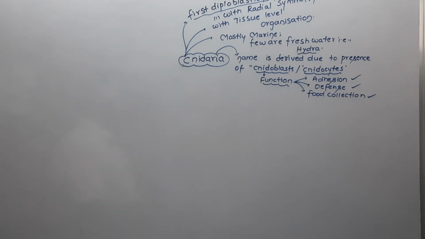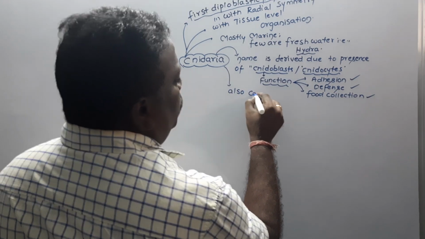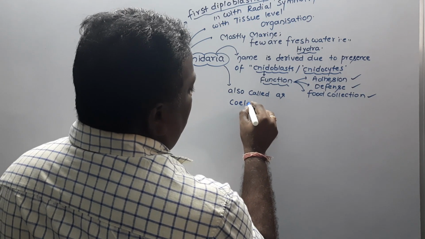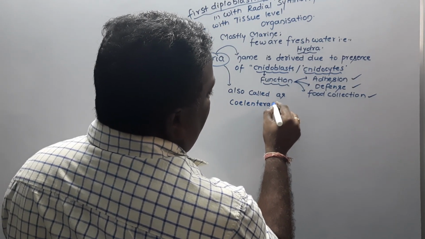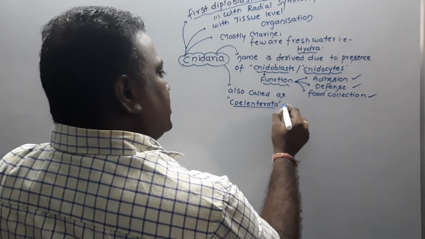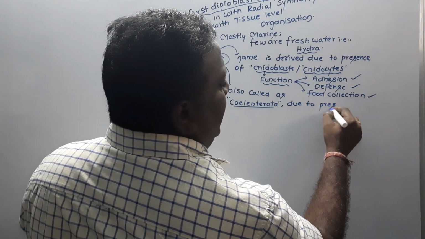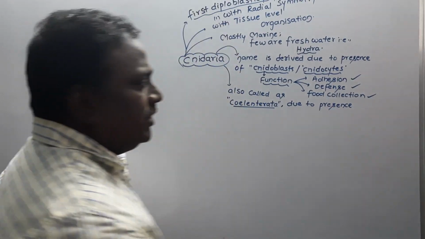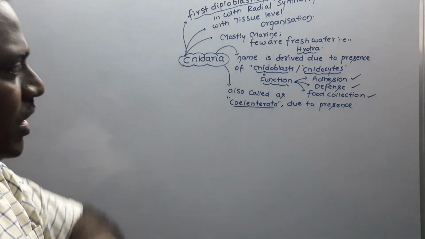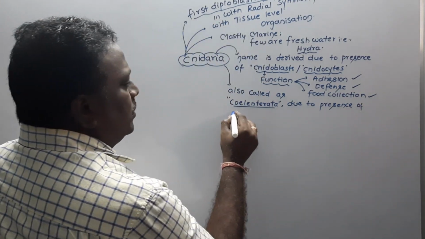And the Cnidaria is also called Coelenterata. Why is the Cnidaria also called Coelenterata? Due to the presence of a central cavity.